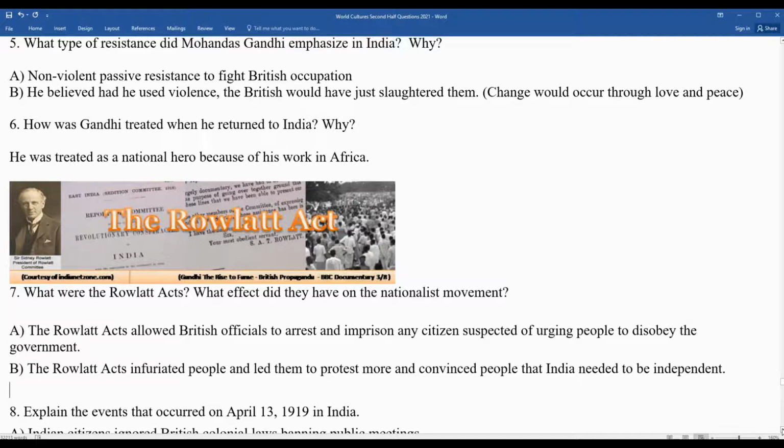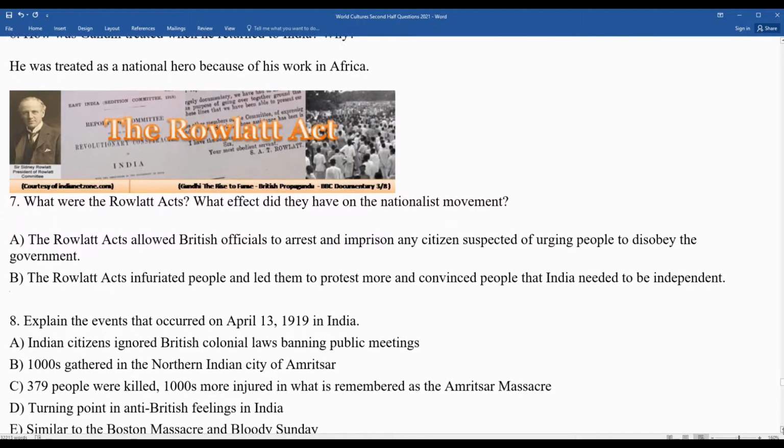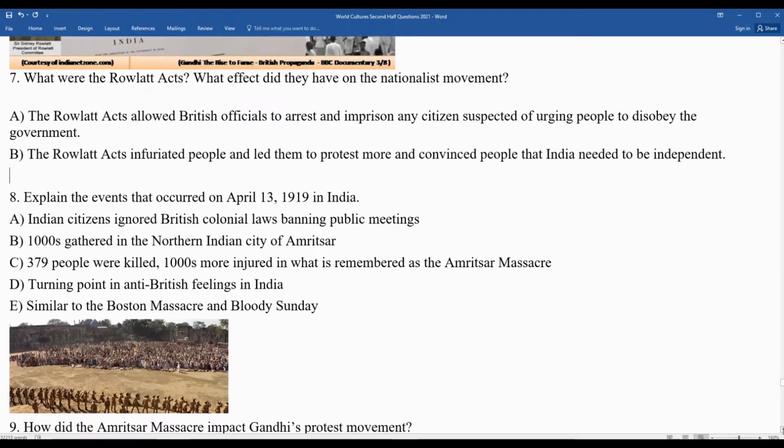Eight, explain the events that occurred on April 13th, 1919 in India. This is one of the more horrific dates in Indian history and even all of world history when you think about the sheer slaughtering and the deaths of innocents. Basically, what the Indian people did is they gathered in some large numbers.